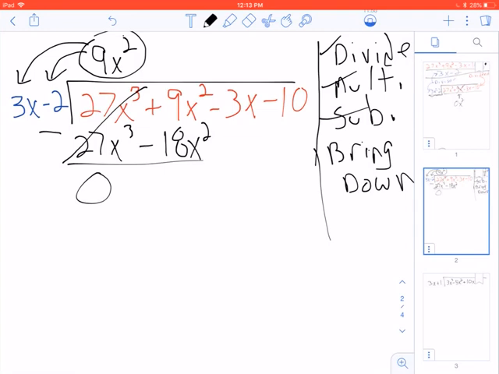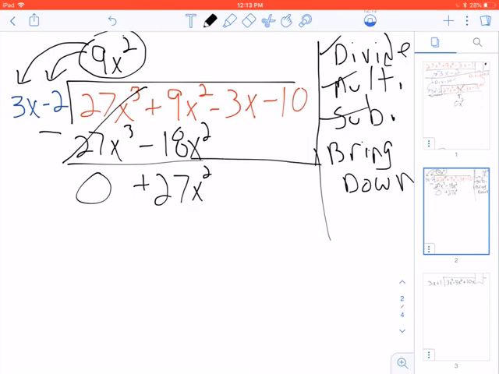So I see kids make this mistake all the time. Remember, when you are subtracting a negative, your answer should actually get larger. Subtracting a negative makes a number bigger. It's like you're adding, right? So 9x squared minus negative 18x squared is actually going to give me positive 27x squared.